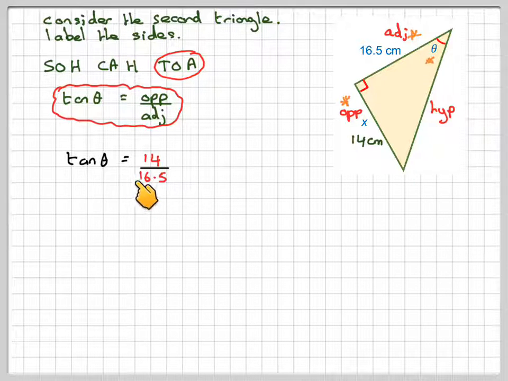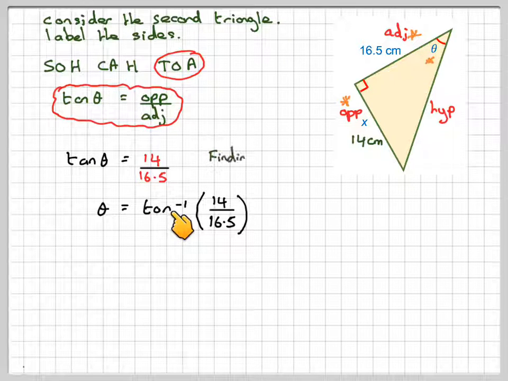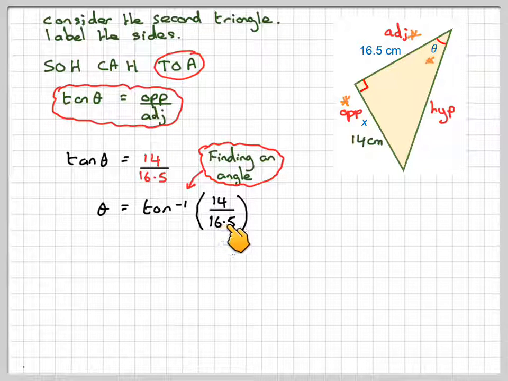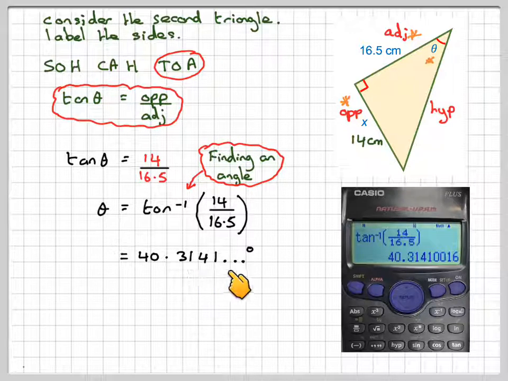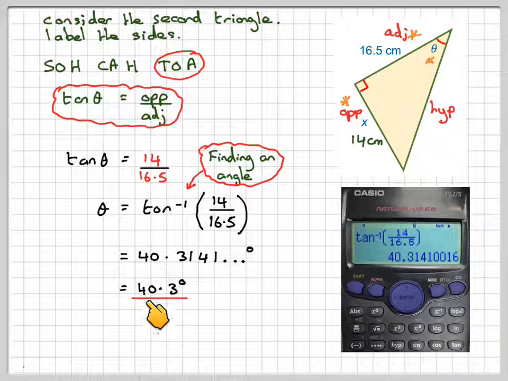Now we're finding an angle here, so to find the angle, theta is equal to tan to the minus 1 of 14 divided by 16.5, and because we're finding an angle, it's always tan to the minus 1. Doing that on our calculator, tan to the minus 1 of 14 divided by 16.5 will give me 40.31. Make sure your calculator is in degree mode. Always write down a few decimal places first and then round it off, so that 1 will have no effect on that 3. So to 3 significant figures, the answer will be 40.3 degrees.